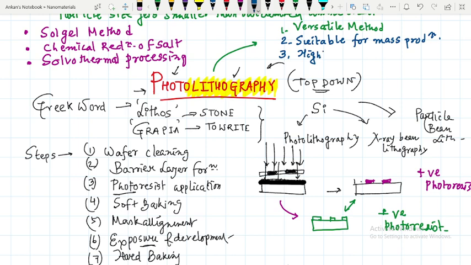High density and large array size fabrication, it is useful.